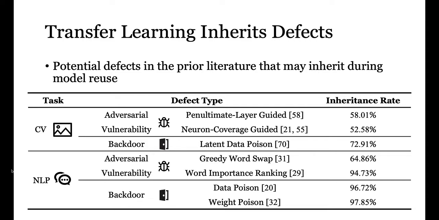To analyze the threat of defect inheritance in transfer learning, we surveyed prior literatures and summarized several potential defects. The literatures include both CV and NLP tasks, covering adversarial vulnerabilities and backdoors. The experimental results show that the defect inheritance rate ranges from 52% to 97%, meaning that the defect inheritance is a real threat to DNN model reuse.